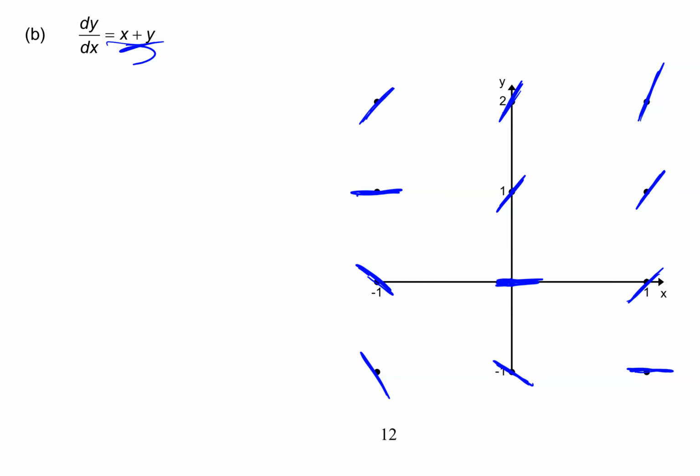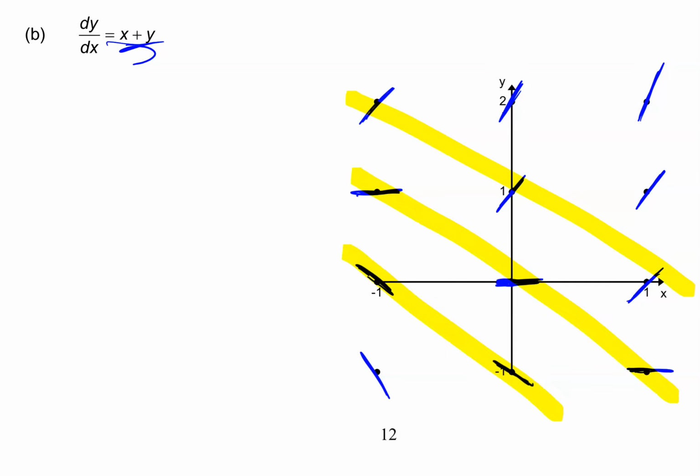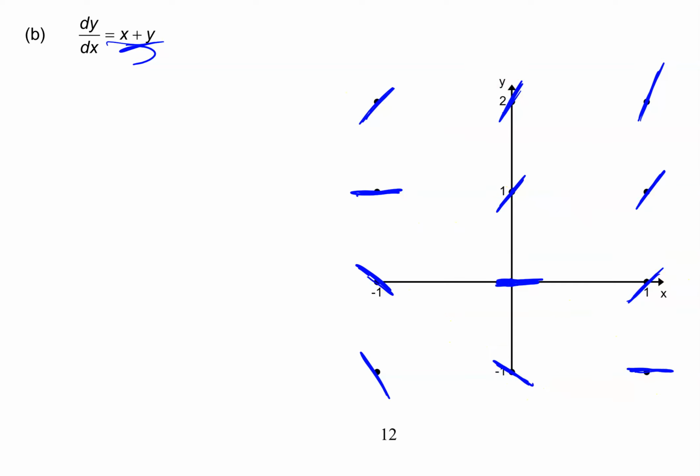So what you notice is along the diagonals, these all have the same slope of 1. These all have the same slope of 0. These have the same slope of -1. These have the same slope of 2. So there tends to be some patterns just depending on your differential equation that you have.